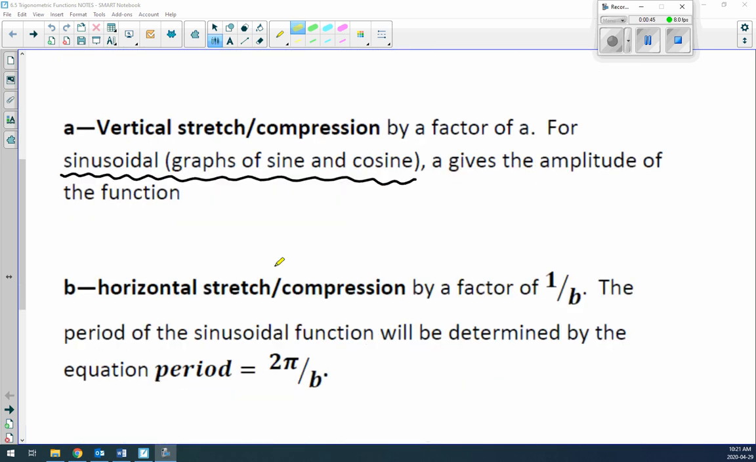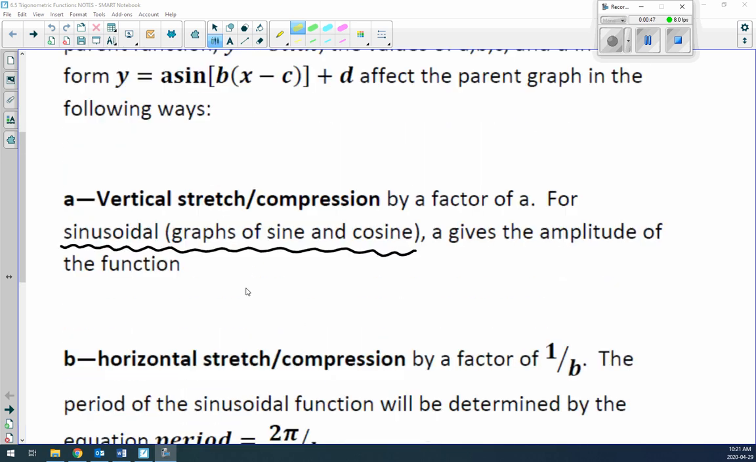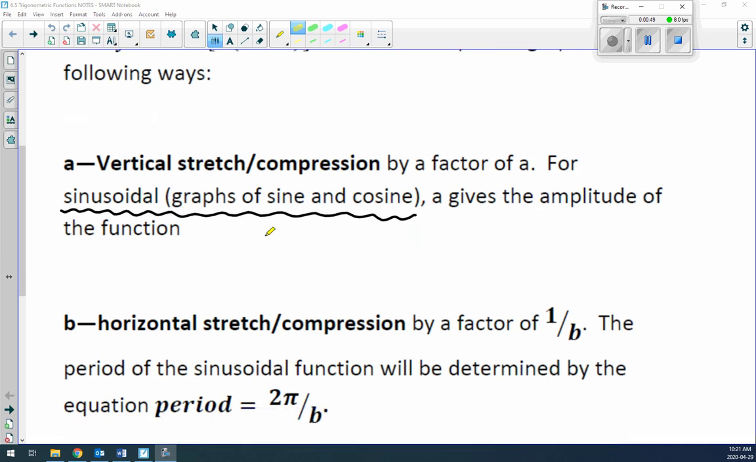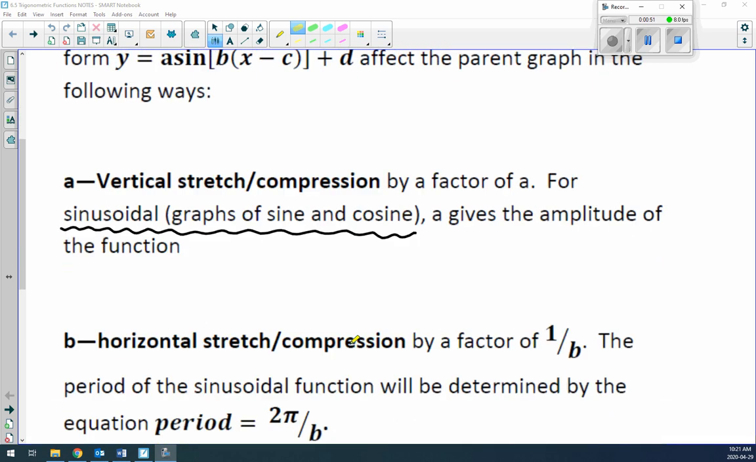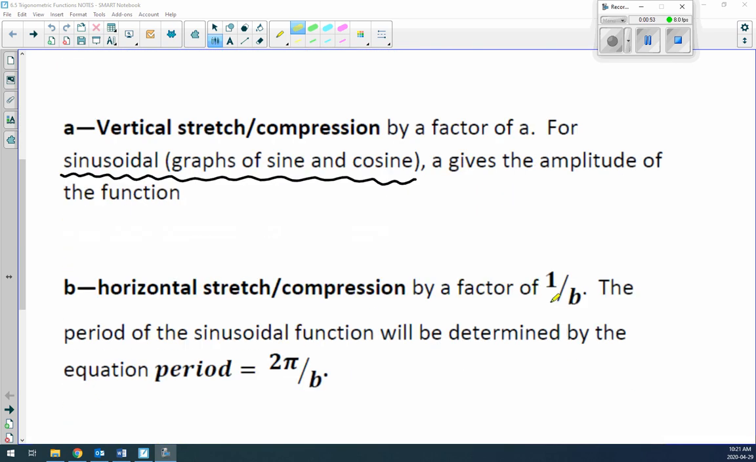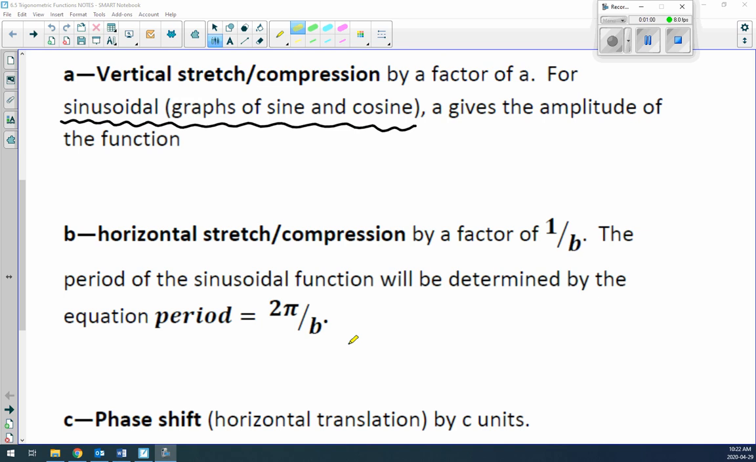Now b is the tricky one. b is opposite of what you think. So if, for instance, b was 2, it's a factor of a half. So 2 means it's smaller by a half. If it was a half, it means it's bigger by 2. And that changes the period of the function. Remember, the period is the time it takes to complete one cycle. And it's 2 pi over b for that one.